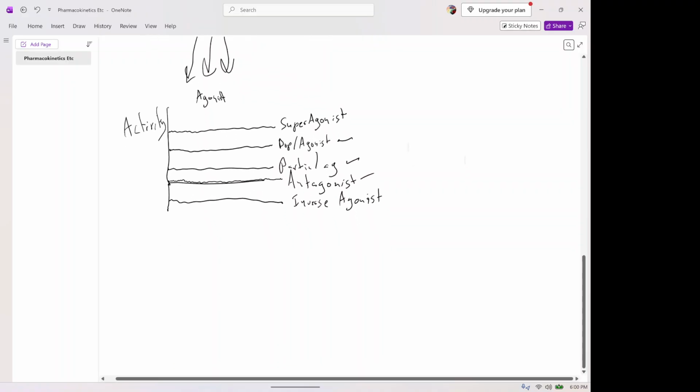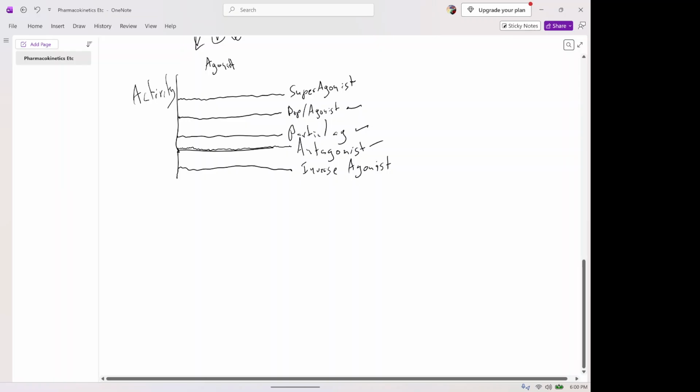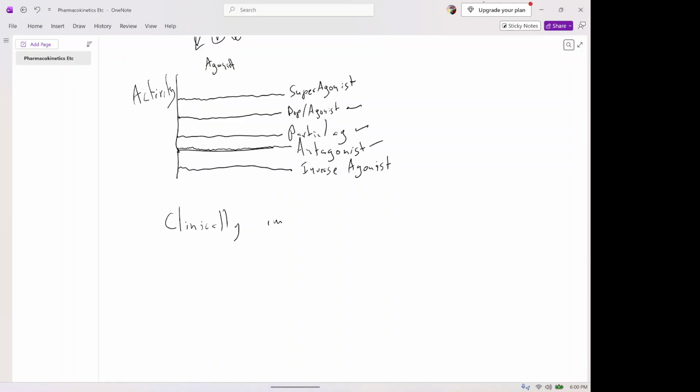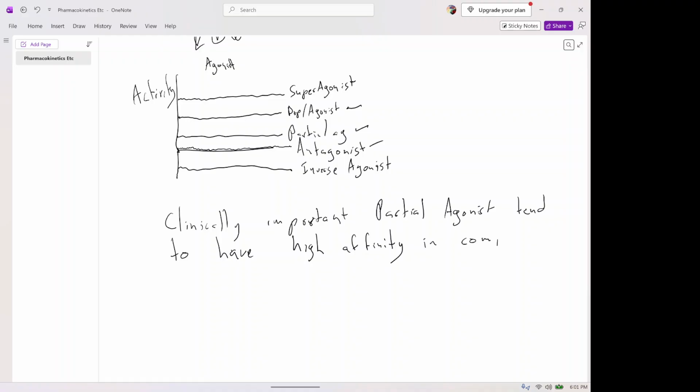One thing that is true of clinically important partial agonists is that they tend to have high affinity in comparison to other ligands.